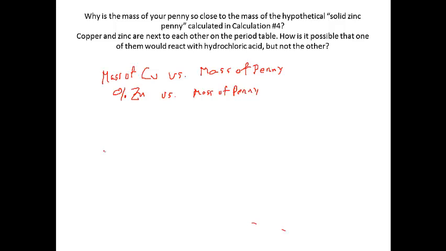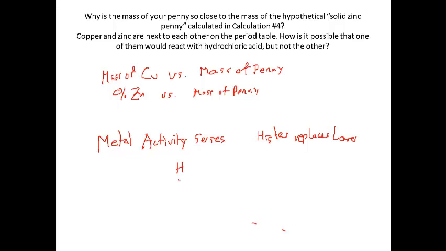The other one, copper and zinc are next to each other on the periodic table. How is it possible one of them will react with hydrochloric acid but not the other? For this one, pay attention to the metal activity series. Higher on that list replaces lower. Look at the placement of hydrogen, zinc, and copper on that list. Higher will replace lower, but lower cannot replace higher on that list.